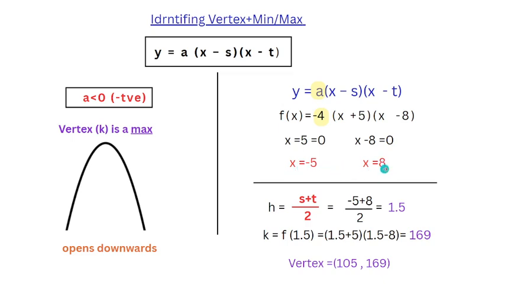From the two solutions, which I name x1, x2, or s and t, we add them and divide by 2, so we get h. What is h? The first coordinate of the vertex. How do we get k? When we find h, we substitute it in f(x), the main quadratic equation, to find k.